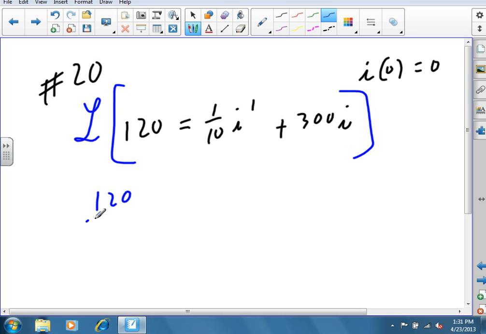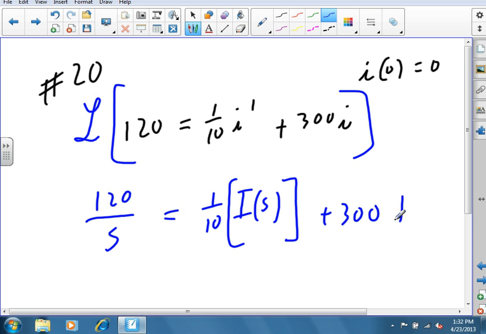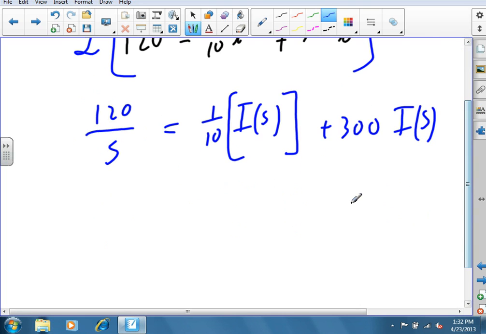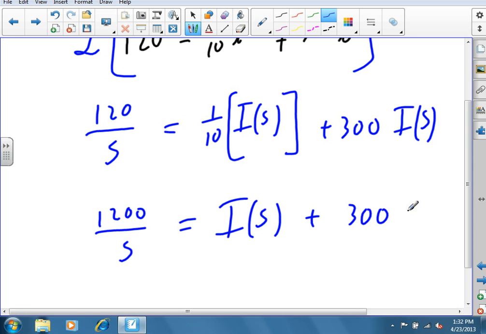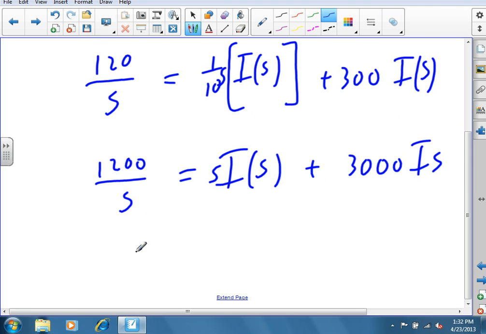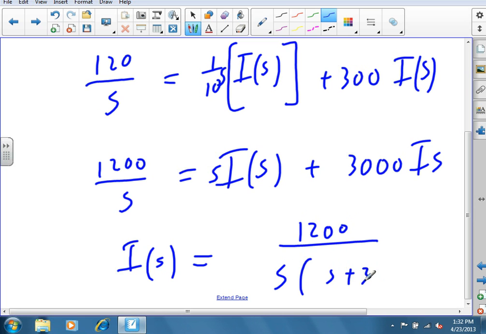So I got 120 over S is equal to 1/10 I of S times S minus 0, so I'm done, plus 300 I of S. I'm going to multiply everything by 10. 1200 over S is equal to I of S times S plus 3000 I of S. So I have I of S equals 1200 over S times S plus 3000.